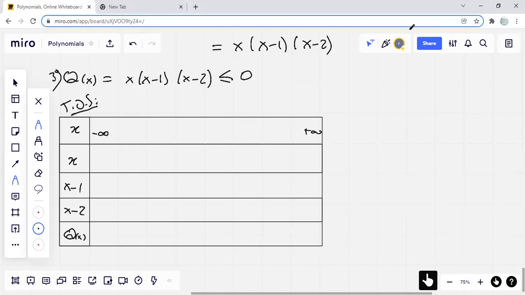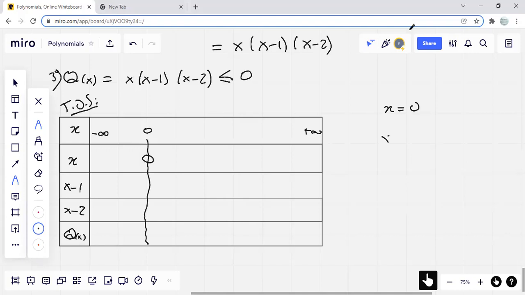Okay, first we find the roots. When is each factor equal to 0? The first one is x equal to 0. It's very simple. It's equal to 0 at 0. When x here is equal to 0, draw a vertical line. This should be a straight line. But at x equals 0, this is 0.